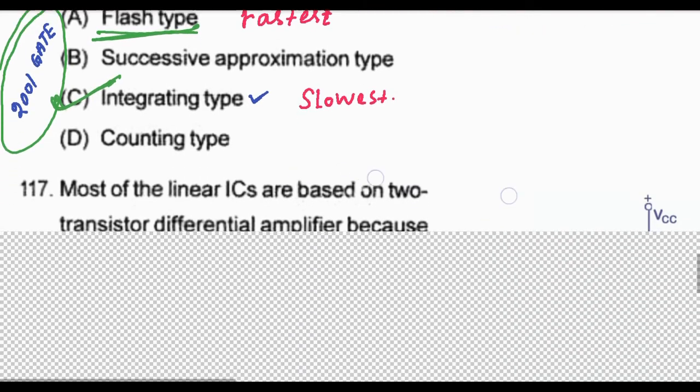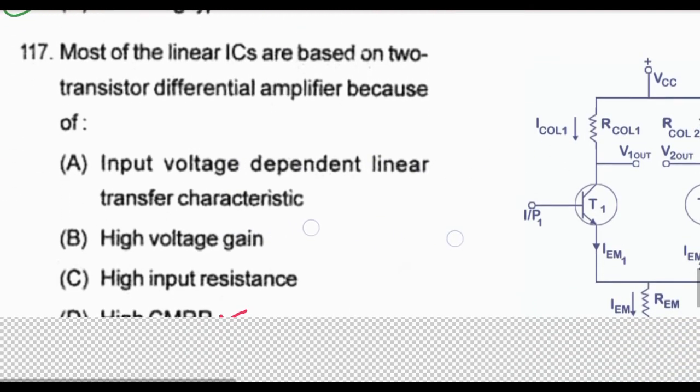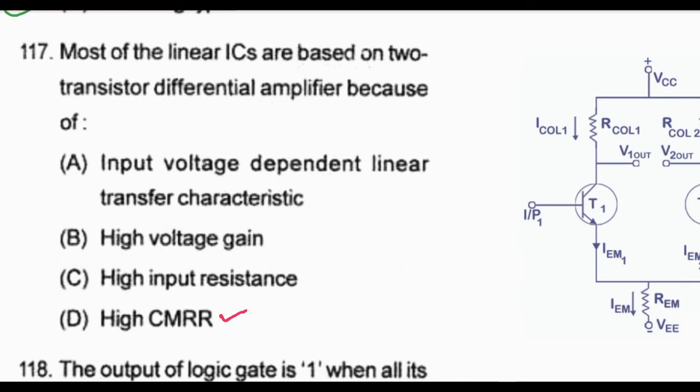So next question is most of the linear ICs are based on 2 transistor differential amplifier because of option A input voltage dependent linear transfer characteristic, option B high voltage gain, option C high input resistance, option D high CMRR. So here the answer is high CMRR.